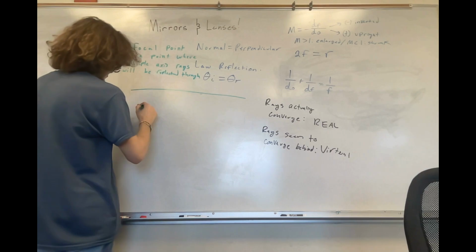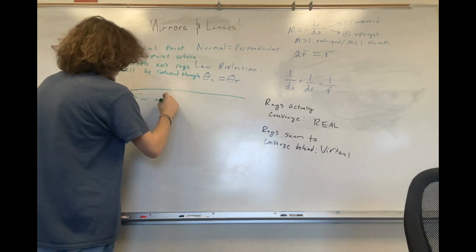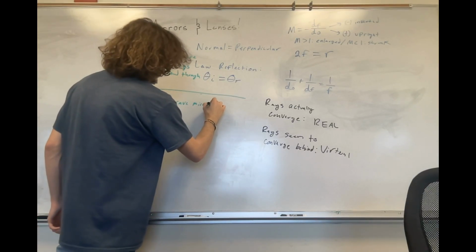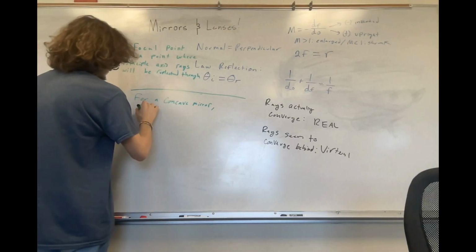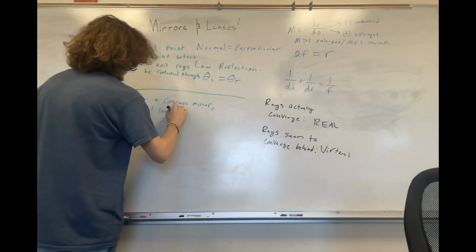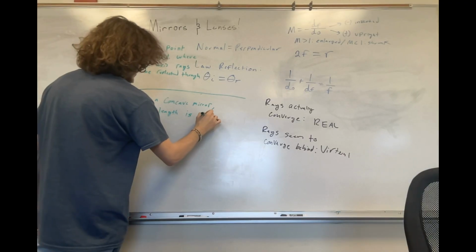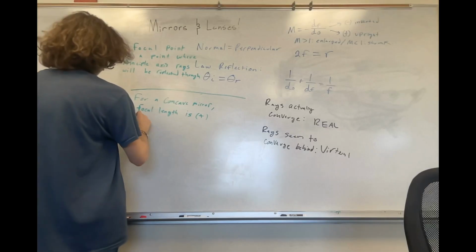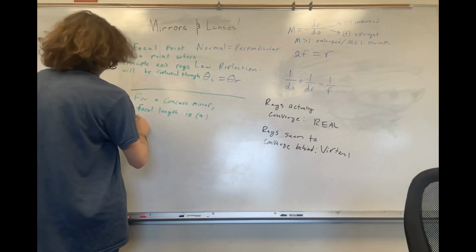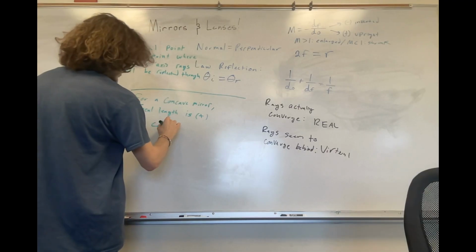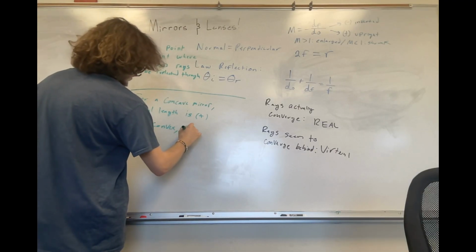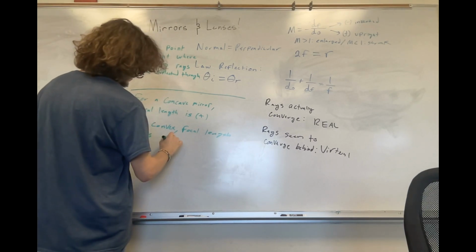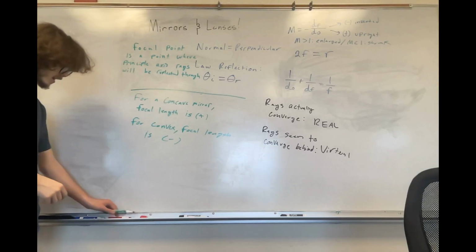So for a concave mirror, focal length is positive, sorry, and vice versa for convex. For convex, focal length is negative. And how we really see this is, I'll just draw it quick.